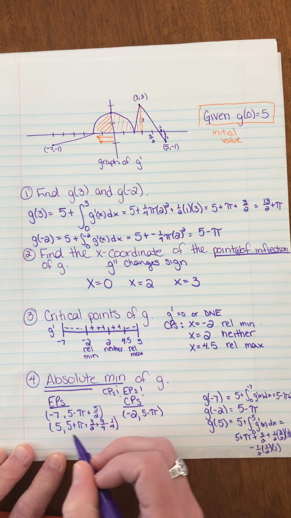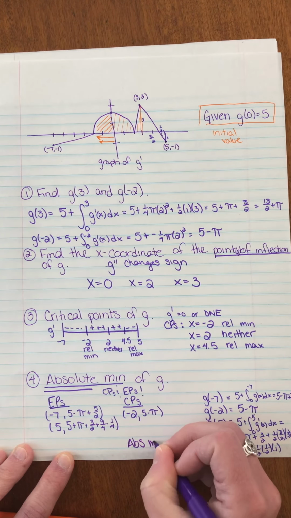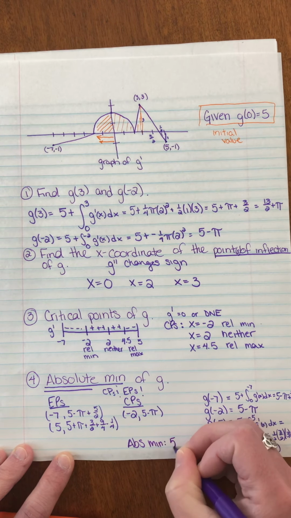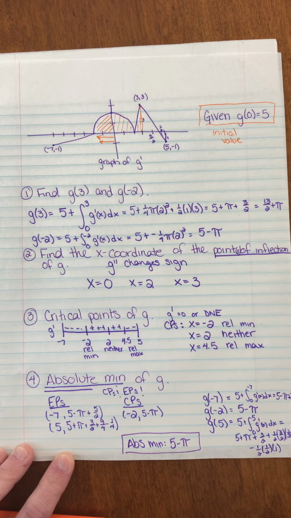That is definitely not going to be the absolute minimum. My absolute min is going to be 5 minus pi. Final answer.